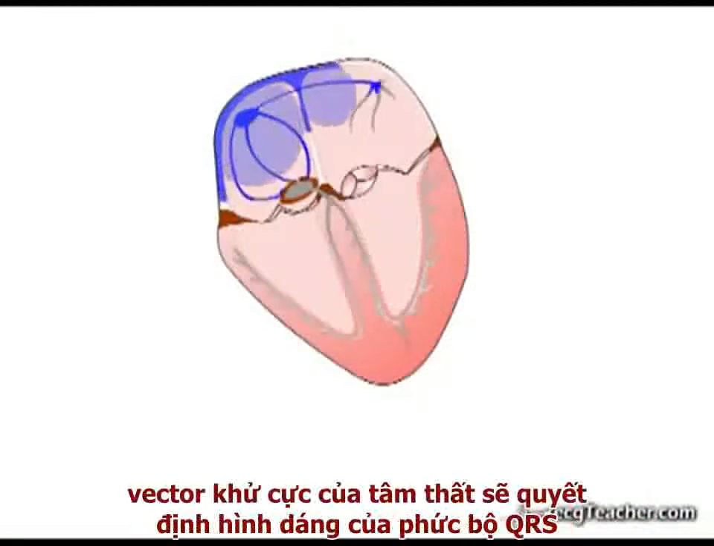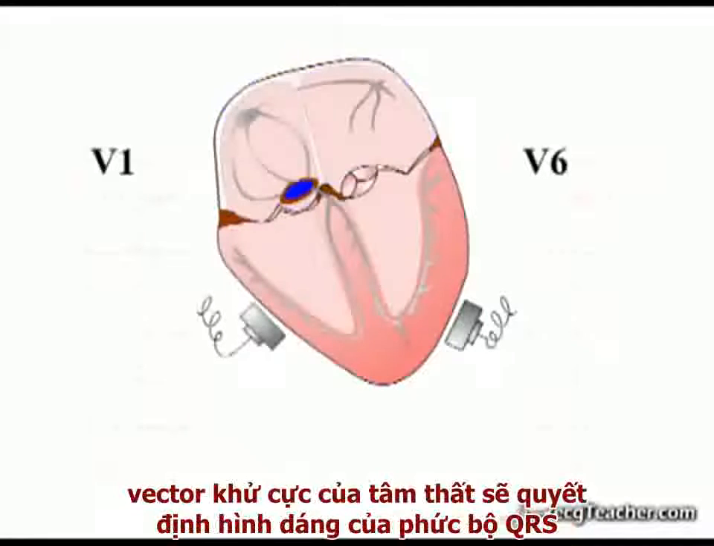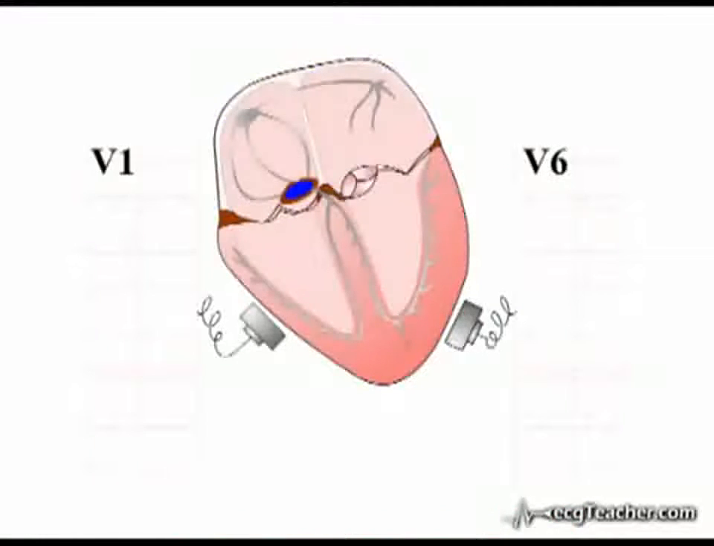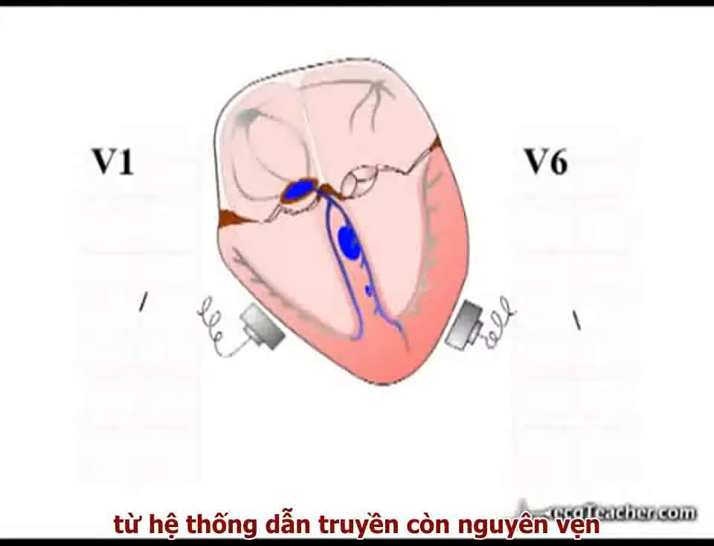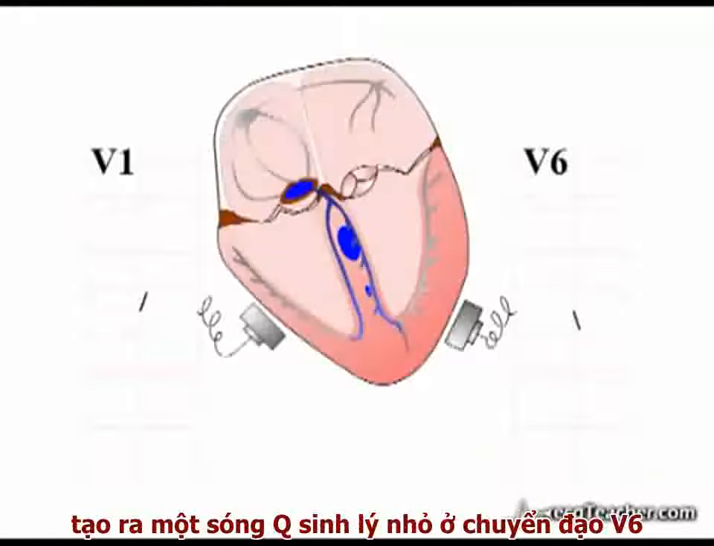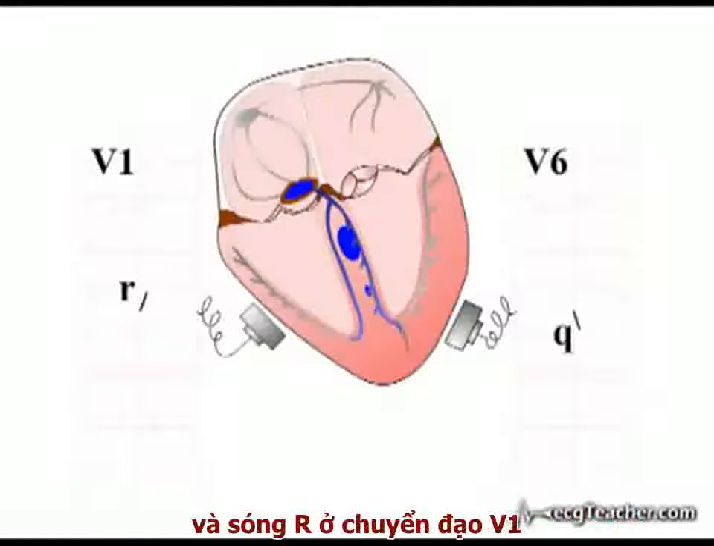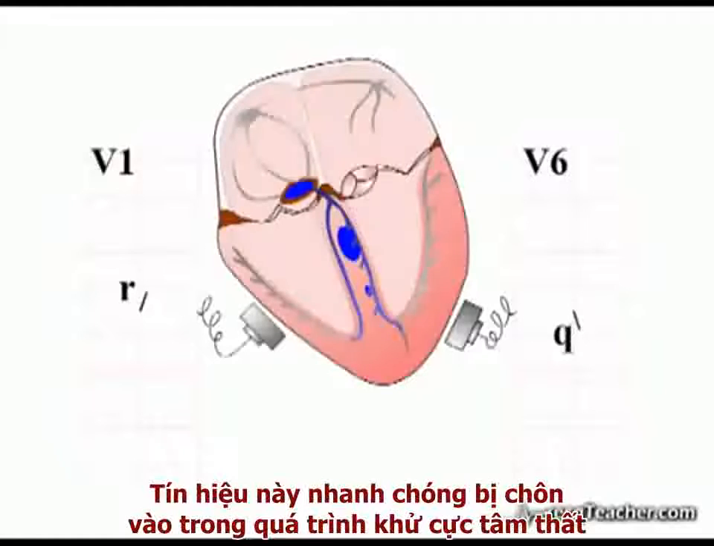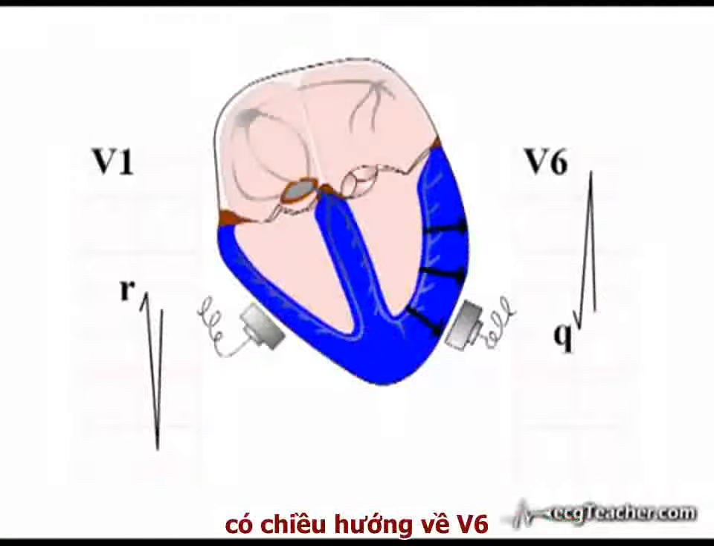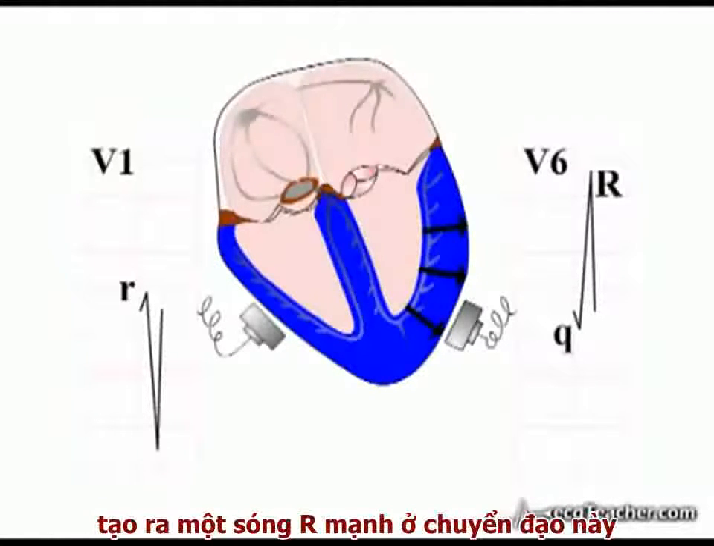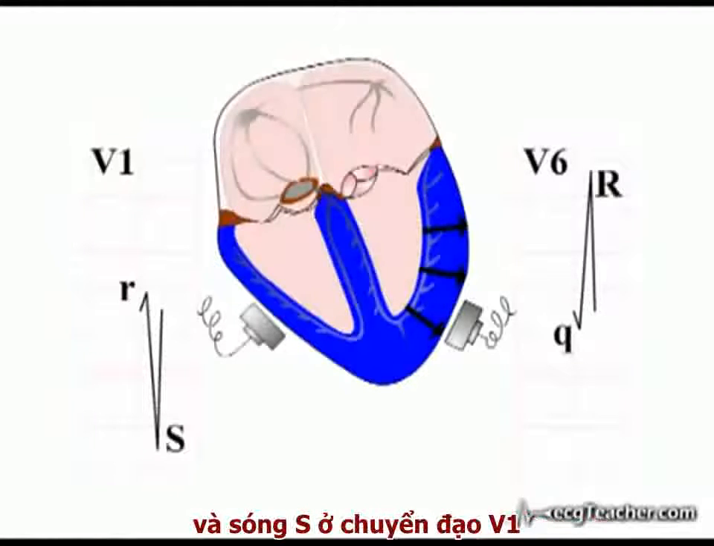If we analyze again the major ventricular depolarization vectors dictating the QRS complex morphology, you will remember from section 1 that the early flow of depolarization in the mid-zone of the interventricular septum from an intact left bundle branch produces a small physiological Q wave in lead V6 and R wave in lead V1. This signal is rapidly overwhelmed by the onset of left ventricular depolarization, which, moving towards V6, produces a strong R wave in this lead and S wave in lead V1.